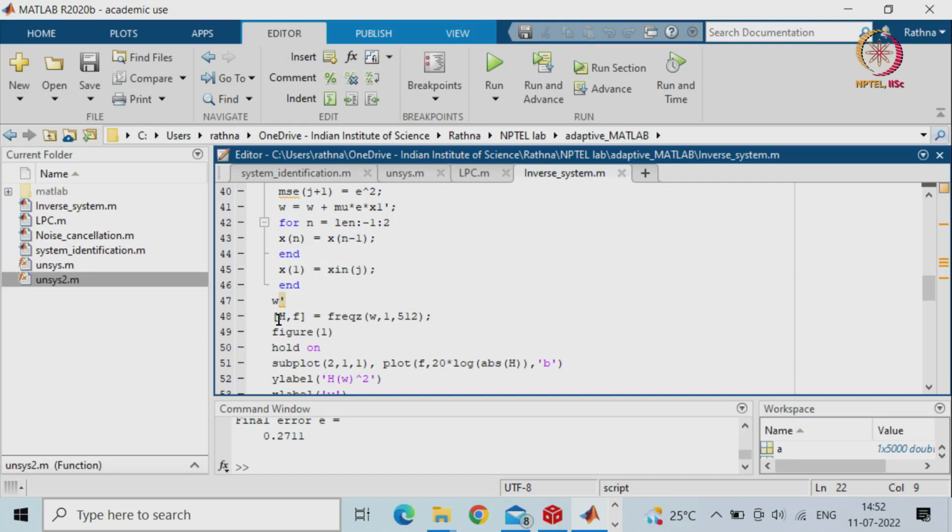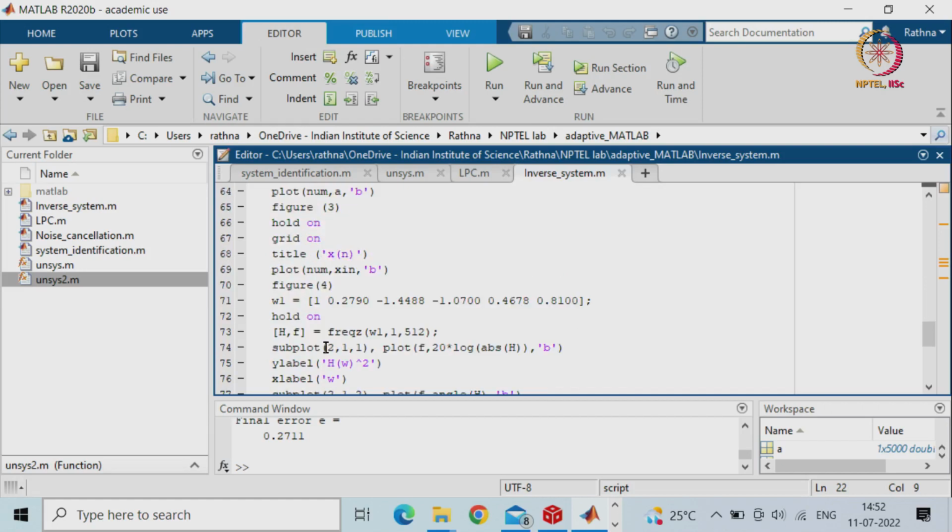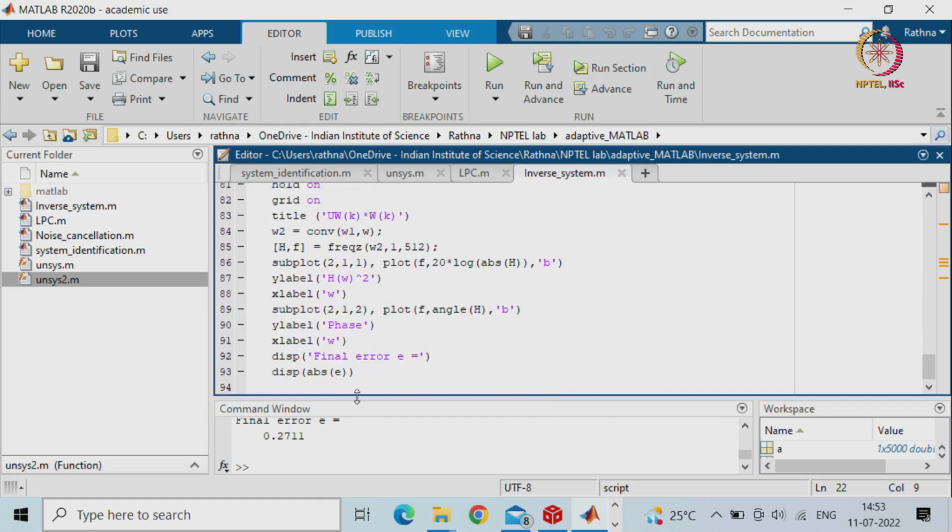You will be calling it the response of the filter, and f is the frequency being calculated. You will be using the frequency z with your weight vector w, and then 1 and 512, and then you can do subplot, and then hold on, and the rest of the things it will give you. So, this is the filter one has to identify.